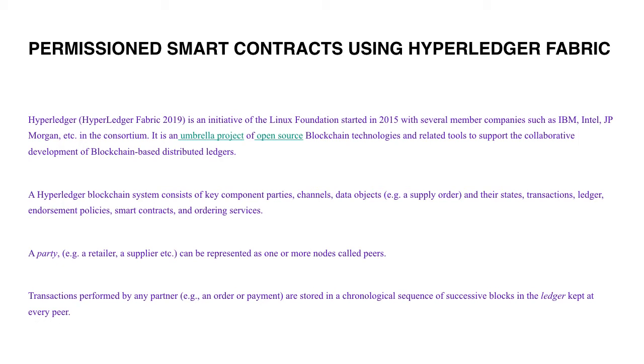A party can be represented as one or more different nodes called peers. Transactions performed by any partner in order of payment are stored in the chronological sequence of successive blocks in the ledger kept at every peer.